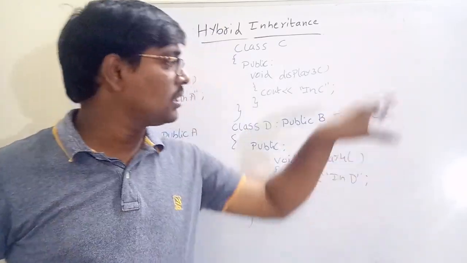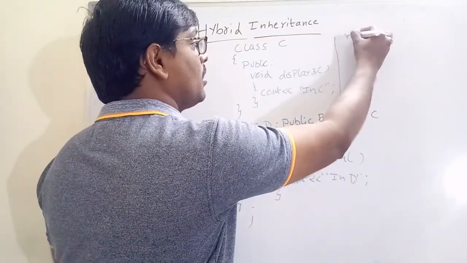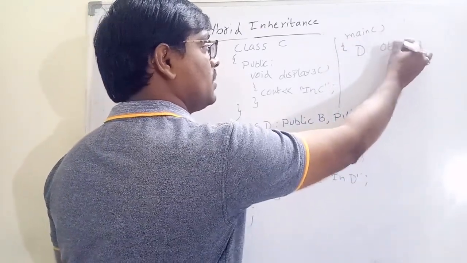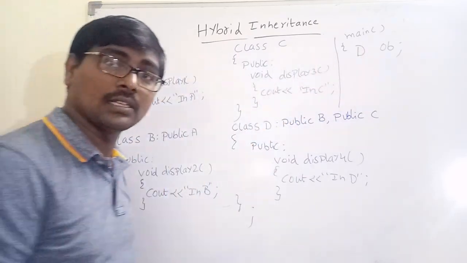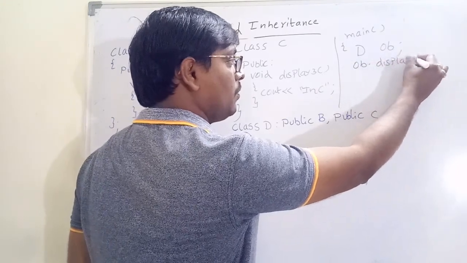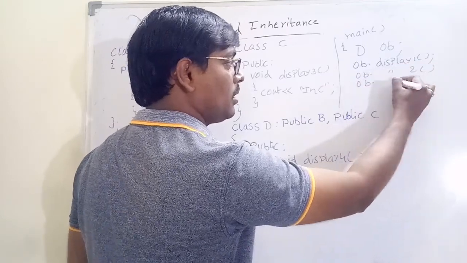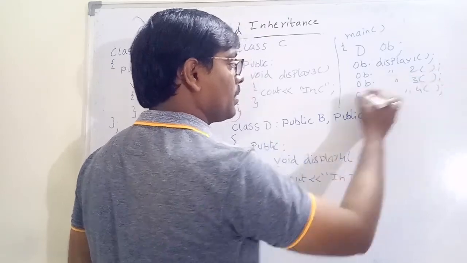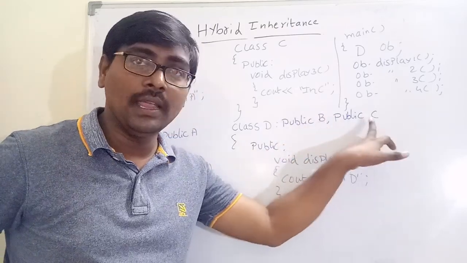Now what is the procedure? Create an object for class D. Suppose in main, I create an object named OB. By using this object you can access all the methods. That means OB dot display1, OB dot display2, OB dot display3, OB dot display4. So D is the child class for B and C.